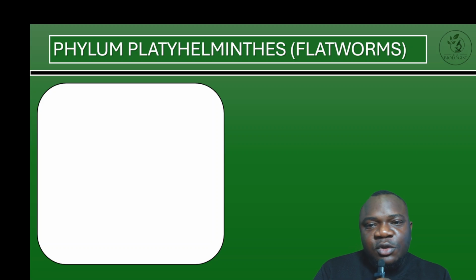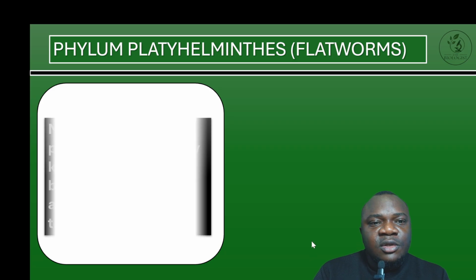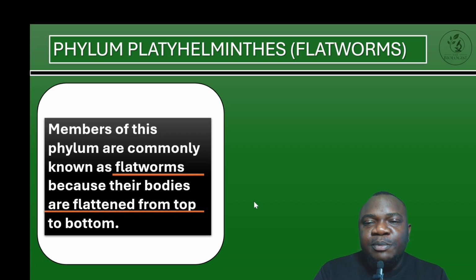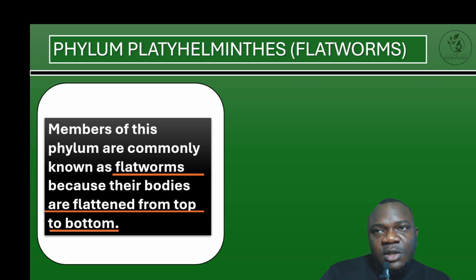Hello everyone. In this video, we're going to learn about the phylum Platyhelminthes, generally known as the flatworms. Members of this phylum are commonly known as the flatworms because their bodies are flattened from top to bottom. Based on how they look, scientists call them flatworms because of their structure and behavior. They're flattened from top to bottom, and we have different species that fall into this phylum.